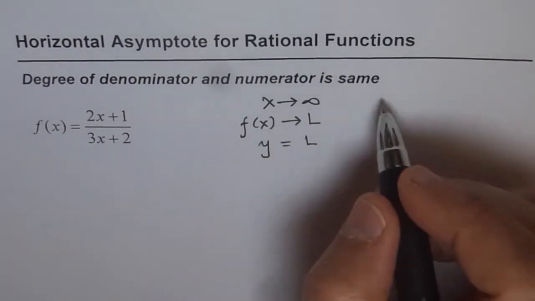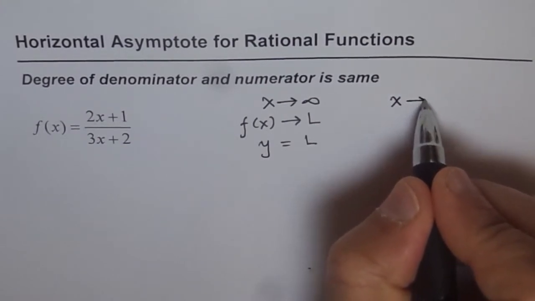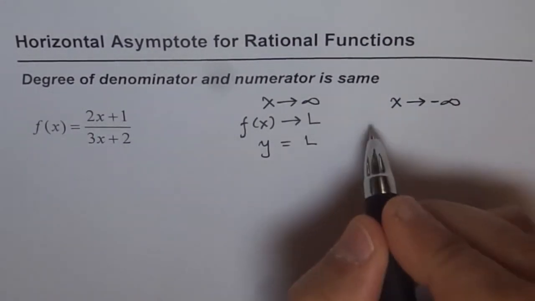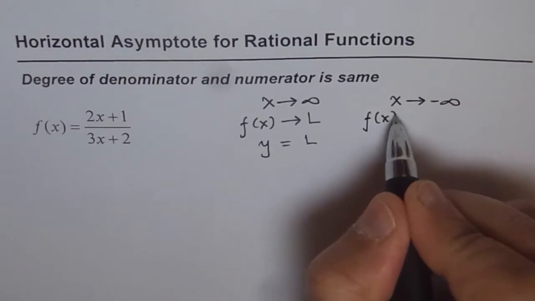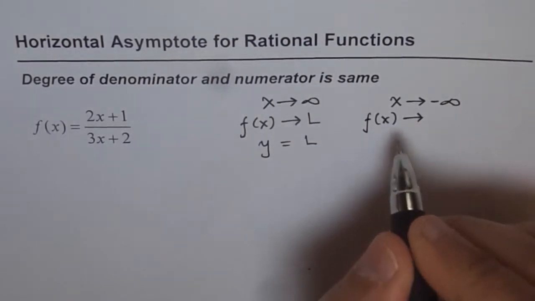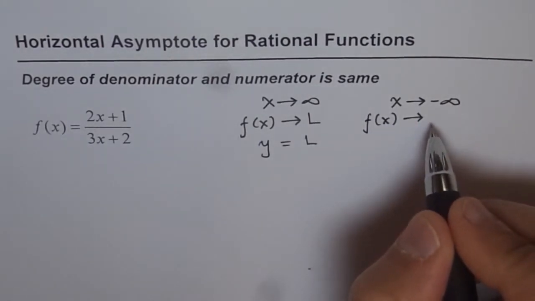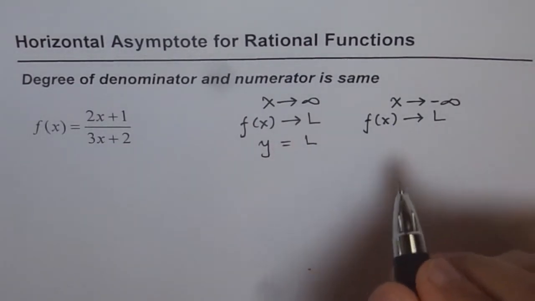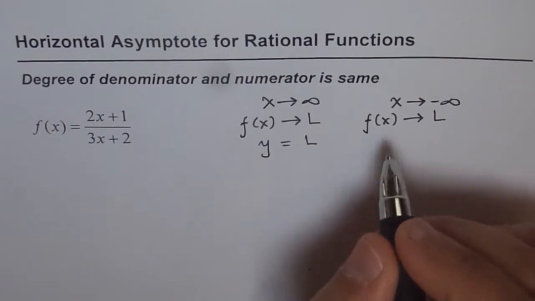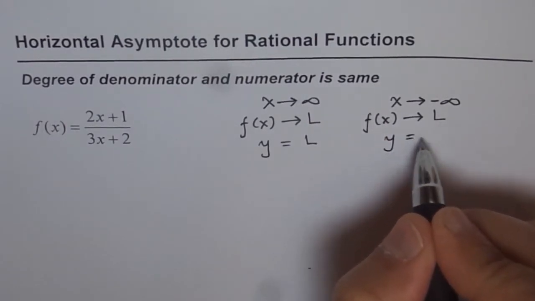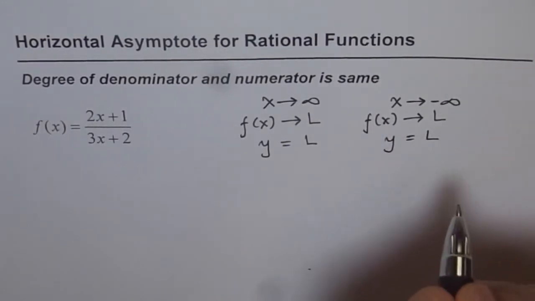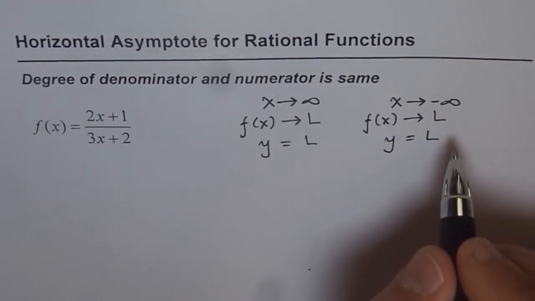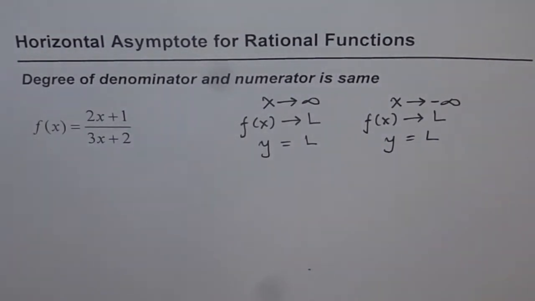Horizontal asymptote is also considered when x is approaching negative infinity. Then also we have to check what value the function is approaching. Is it approaching some fixed value? Let's say L again. I'm just taking L as a variable, right? These two L's could be different. Then again the equation will be y equals L, the horizontal line which the function is approaching. So that is what we're trying to figure out.